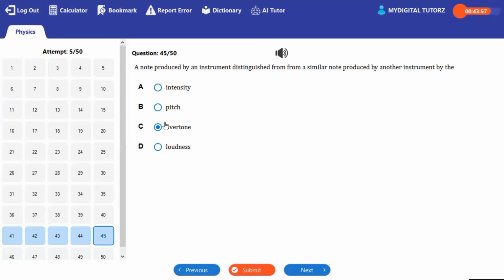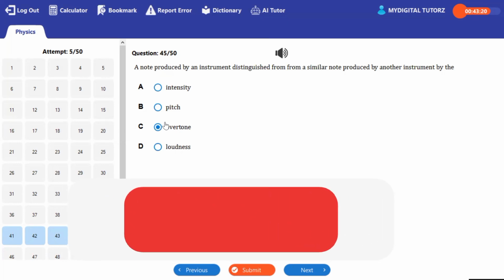For instance, if you and your friend say hello, even if it is of the same pitch, pitch simply means how high or how low a sound is. For instance, you have a high pitch when a whistle is blown, but we have a low pitch when a drum is beaten, right? So your overtone is a special sound associated with each or every musical instrument.